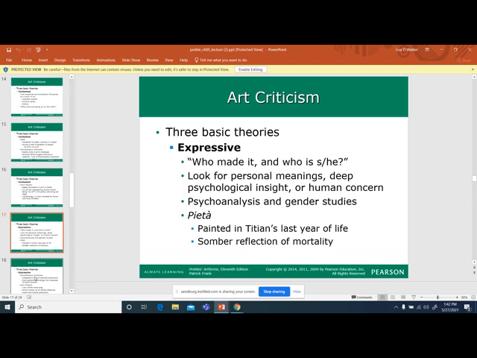It's your guts, right? With the Titian, the Pieta that I showed you, that was done right before he died. So there's probably something about your own mortality in there. If you're dying and you know it and you're making art, it's going to be different. It's going to be different.